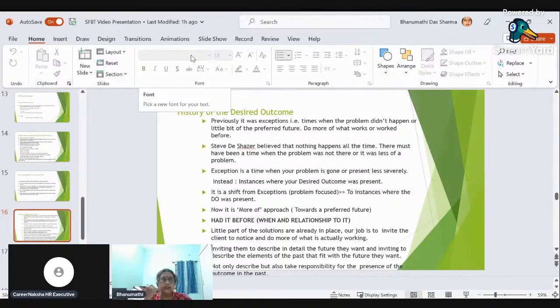Previously, when Steve de Shazer and Insoo Kim Berg started, it was called an exception question. After they listened to all the problem, they used to tell the time when the problem didn't happen, or a little bit of the preferred future, or the problem was less in intensity. And then they used to say, okay, do more of what works or worked before.